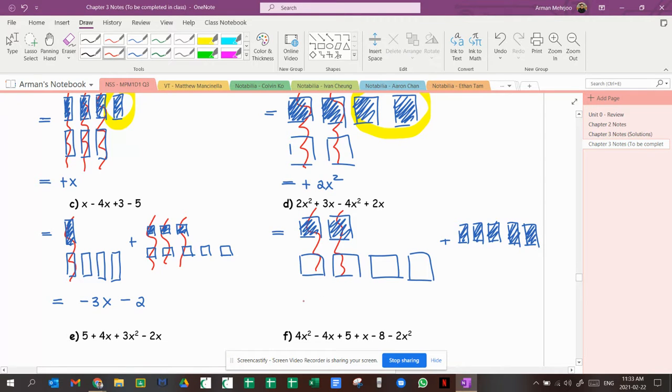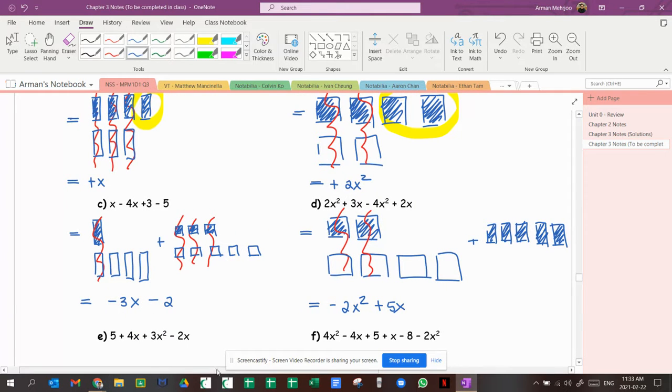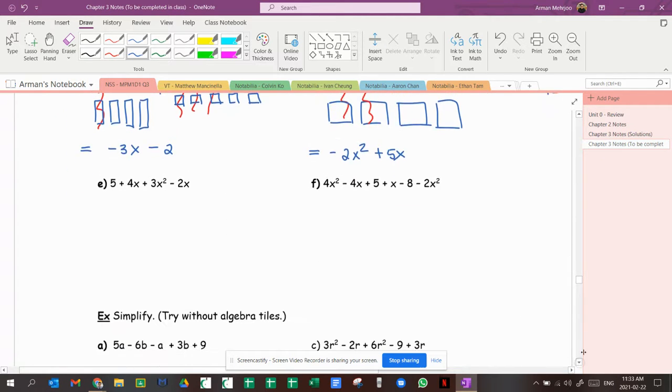And let's see what we have left. So I have negative 2x squareds. And I have five x's. So hopefully you got the same thing. If you did, congratulations. If not, it just means you might have to do a bit more practicing. Let's keep going with E and F.